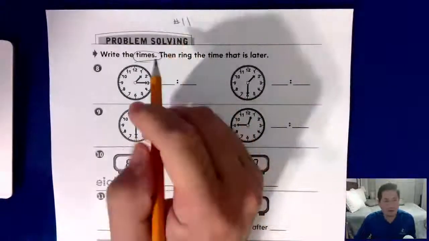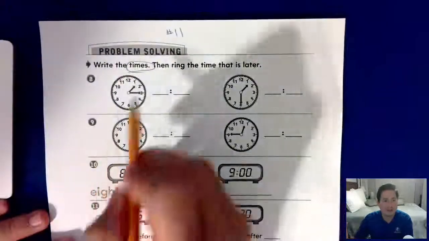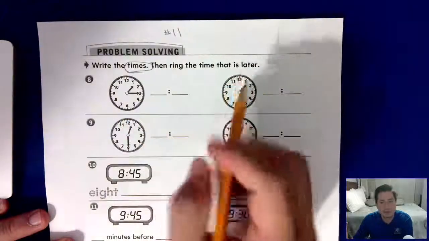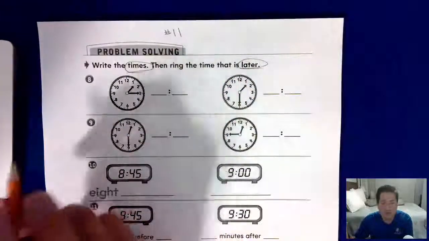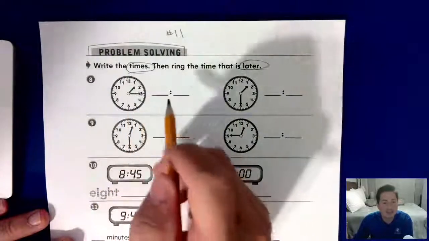We are on FSA homework number 11. We are going to be writing the times of these clocks and then seeing which one is later. We'll just circle the one that is the later time.